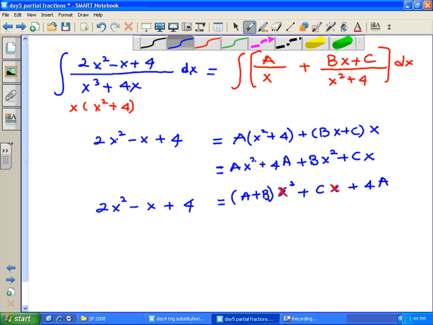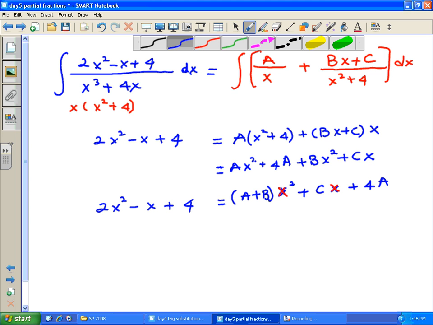What I'm going to do is use the following logic, which says, okay, if I have an x squared term on the left and an x squared term on the right, their coefficients must be equal. What is the coefficient of x squared on the left? 2. The coefficient of x squared on the right, a plus b. So that gives me a simple equation. A plus b must be equal to 2. Now look at your x terms. Over here, the coefficient is -1. Over here, the coefficient is c. So c has to be -1. And look at your constant terms, 4a on the right-hand side and 4 on the left. So these three equations are going to help us solve for a, b, and c.